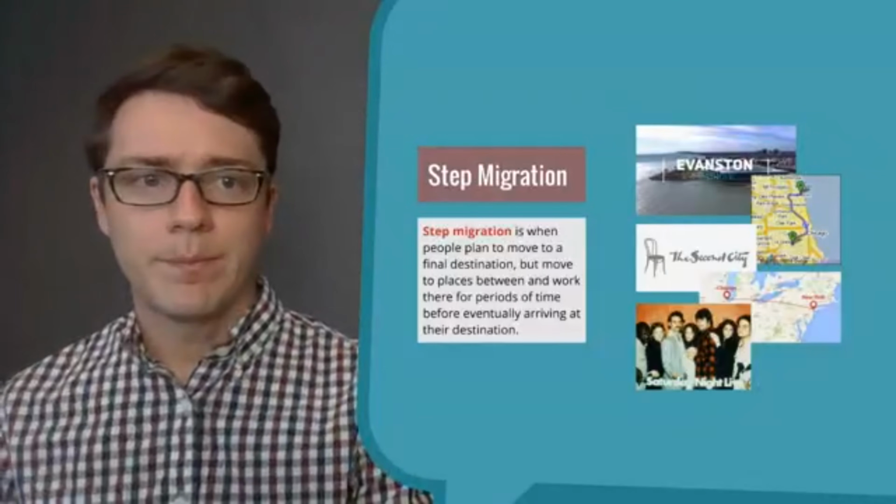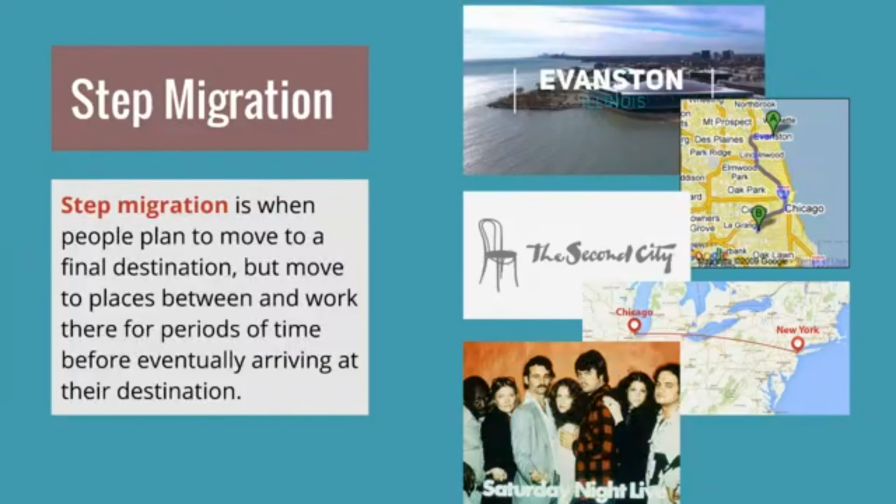So step migration is when people plan to move to a final destination, but they have to move to places in between and work there for periods of time before eventually settling at that destination. So this would be like if you have a plan to go and move somewhere, but you have to work your way to it. So let's say you're moving from Mexico and you go to rural Texas and then work a little bit to make money to move to Houston, Texas, before eventually making your way to Dallas and then settling in Dallas. That would be an example of step migration.